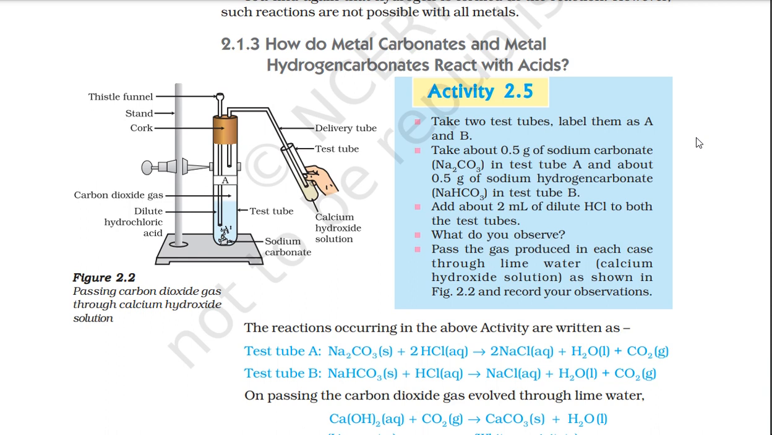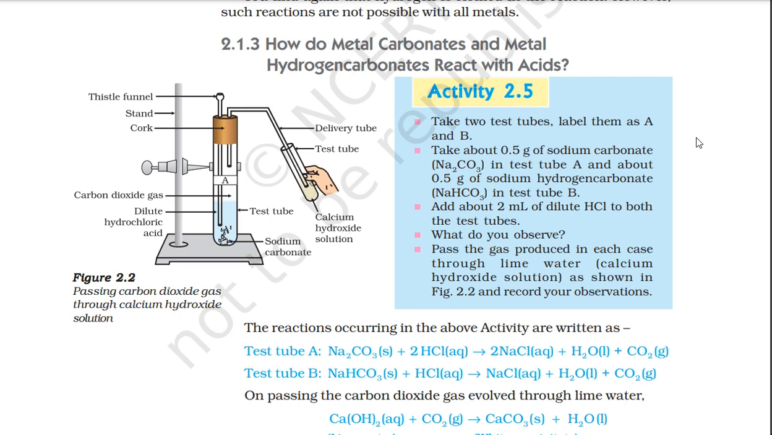Take two test tubes, label them as A and B. Take about 0.5 gram of sodium carbonate, that is Na2CO3, in test tube A, and about 0.5 gram of sodium hydrogen carbonate, NaHCO3, in test tube B. Add about 2 ml of dilute HCl to both the test tubes.